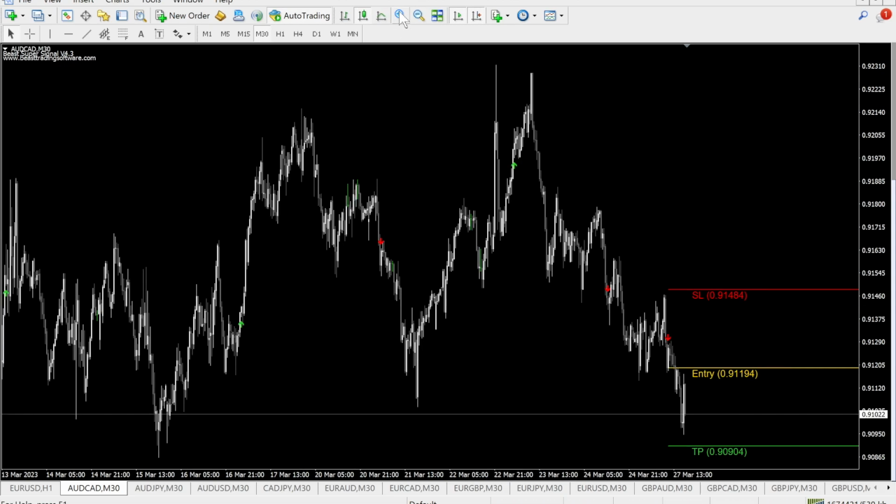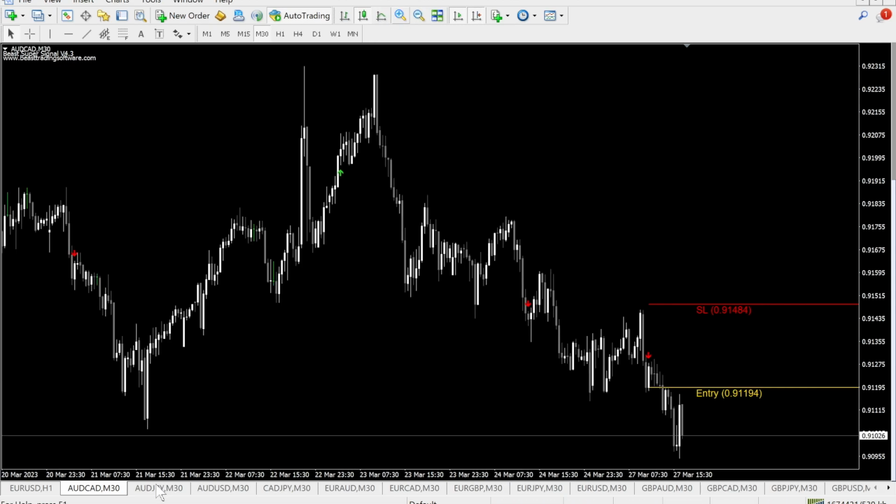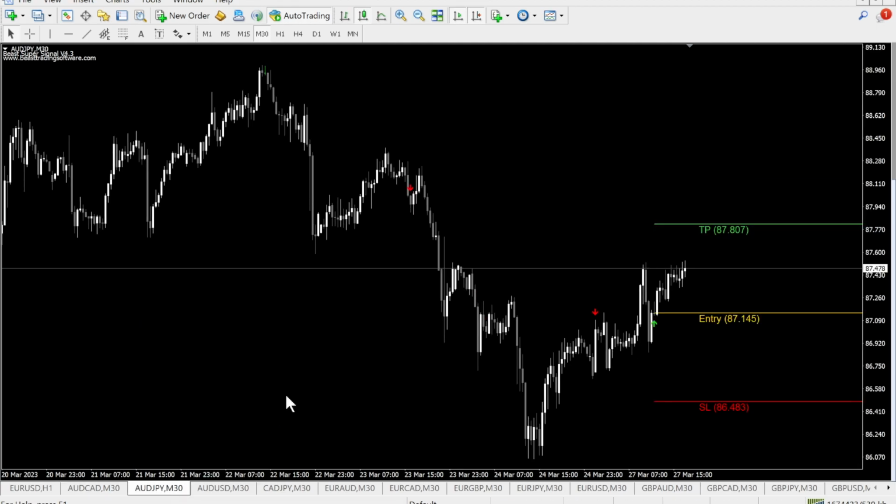All right, so let's go to the next chart, the Australian dollar and yen. Here we have a buy signal in play at the moment, also in profit. And looking back, it looks like we had a sell signal. It was a loss, unfortunately, and here we had a sell, which was a good win.